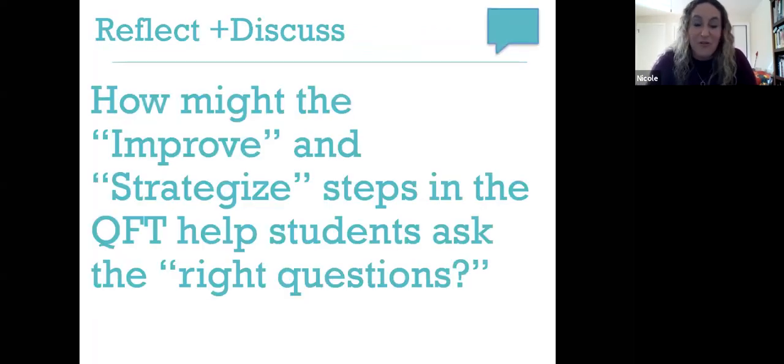But now that we've gone through all those steps, if you could use the chat box again and share how might the improve and strategize steps in the QFT help students ask the right questions. So all of those steps that I took you through, with find the patterns and find the questions with the variable, how do you think that those are going to help students ask the questions that you need them to ask? If you want to take a couple minutes to chime in the chat box, that would be great.